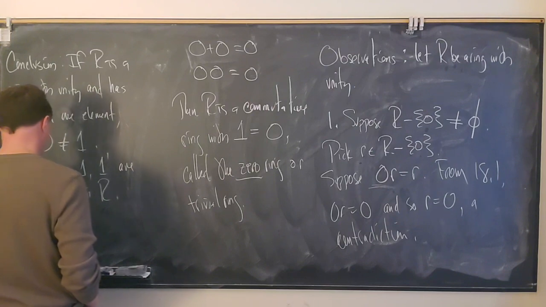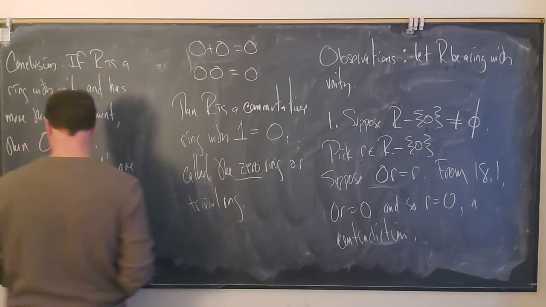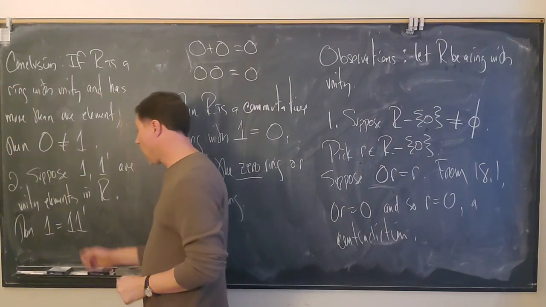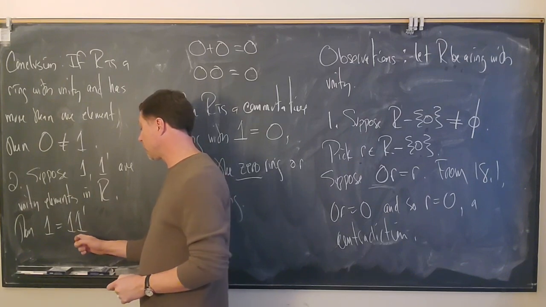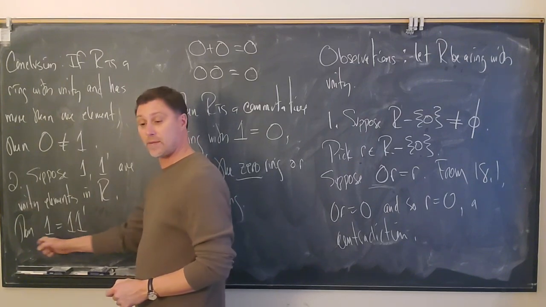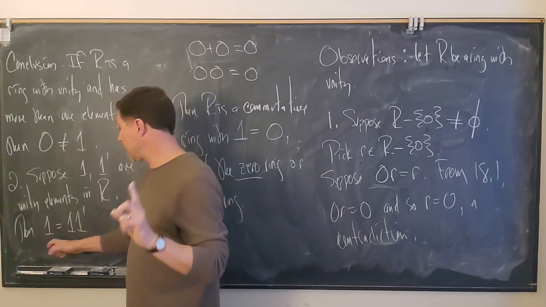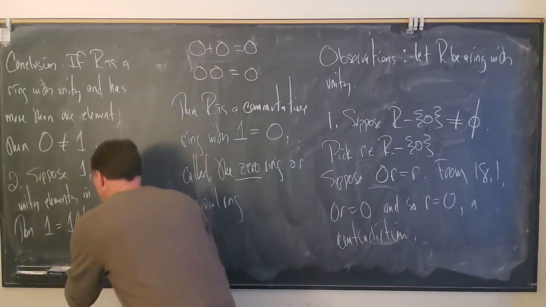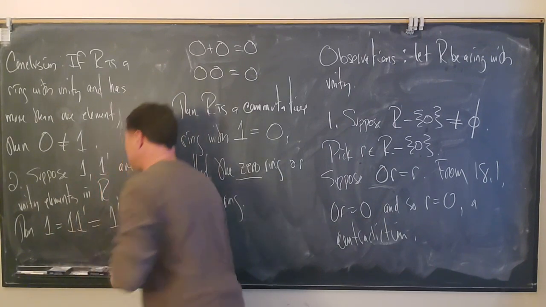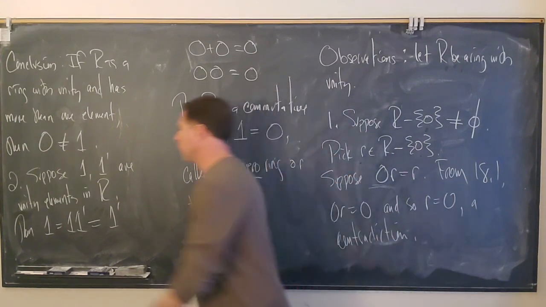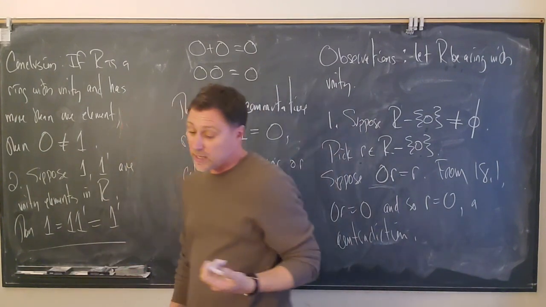1 is equal to 1 times 1 prime, because 1 prime is an identity element. When you do 1 prime times 1, you have to get 1. But also, 1 is unity, so 1 times 1 prime has to equal 1 prime. All right, so what does that tell us then? It tells us that unity is unique.